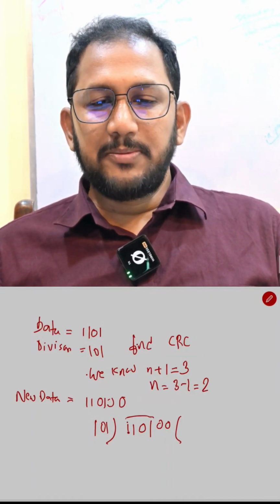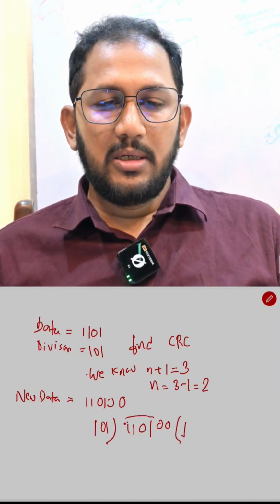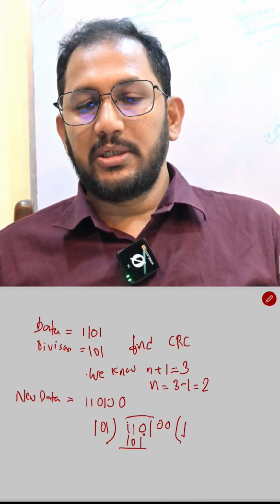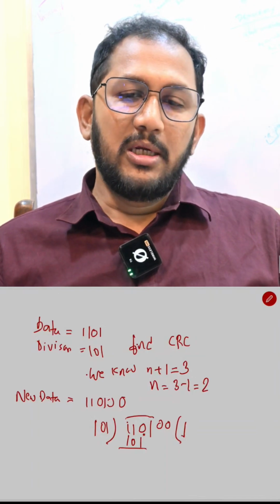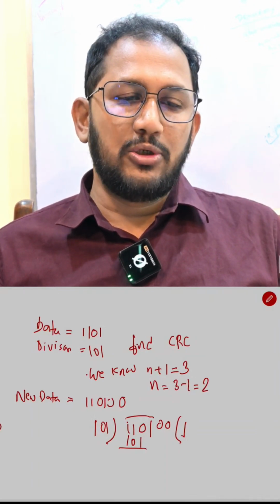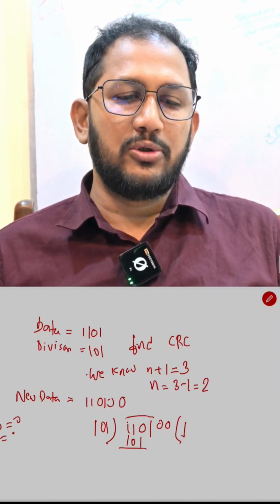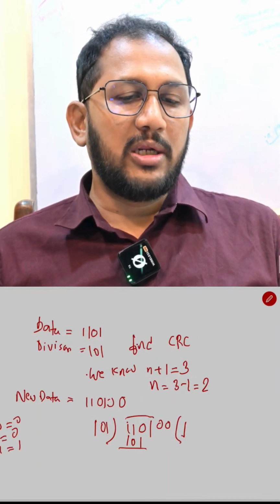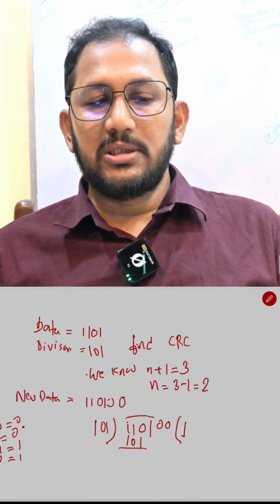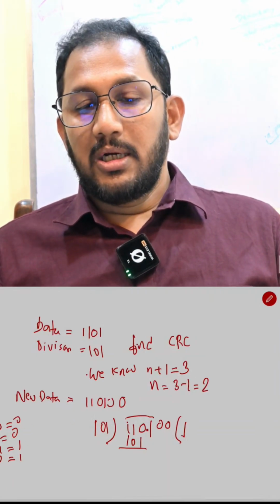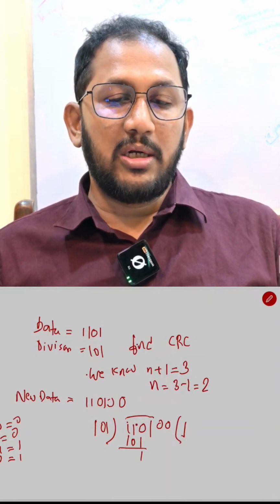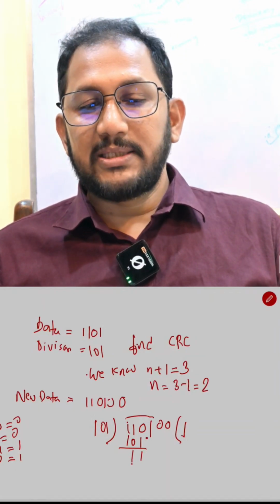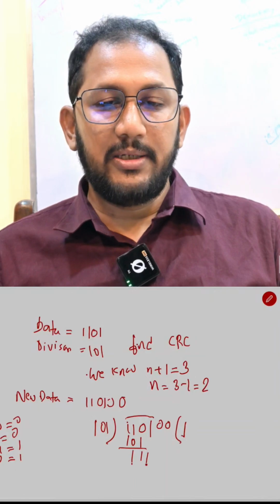Here the first bit is 1, so we multiply by 1, that is 101. And we need to perform the XOR operation. We know in XOR operation, same inputs, that means 0, 0 equals 0 and 1, 1 equals 0. Different inputs, that is 1, 0 equals 1 and 0, 1 equals 1. So this is the truth table of the XOR gate. Here 0, 1 are different, so we consider 1, and 1, 0 is different, so we consider 1. Now the next bit is added, that is the next 1 is added.